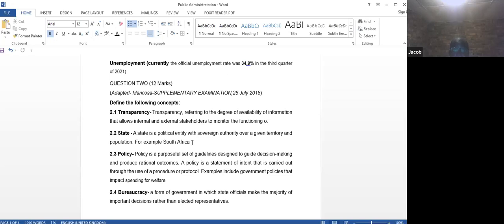Then the policies. The definition here is that policy is a purposeful set of guidelines designed to guide decision making and produce rational outcomes. So in other words, it's a protocol that should be followed for rational decision making.